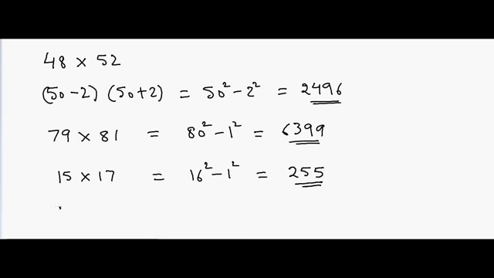Another example is 95 into 105. Here it will be equal to 100 square minus 5 square. So that gives me 9975.